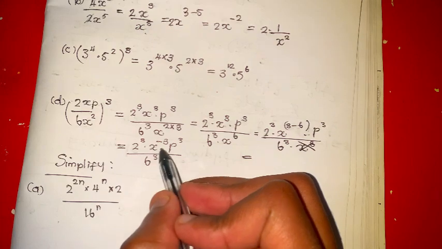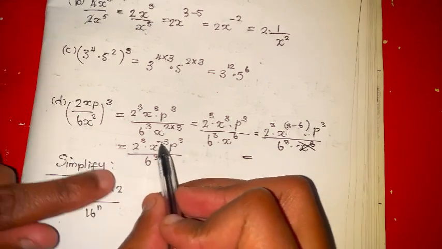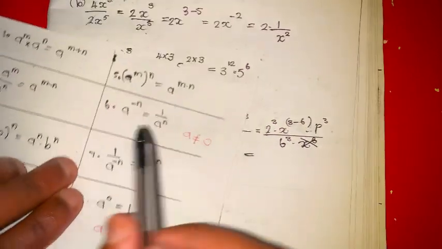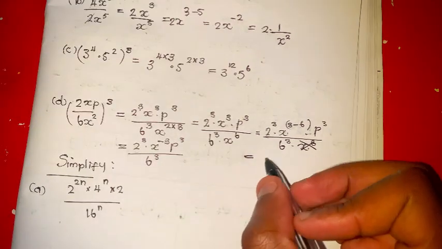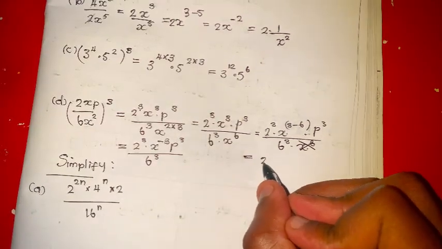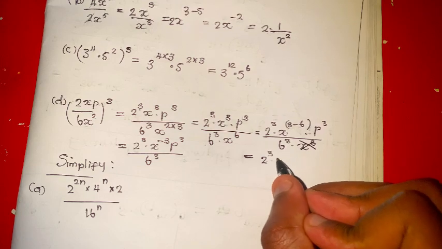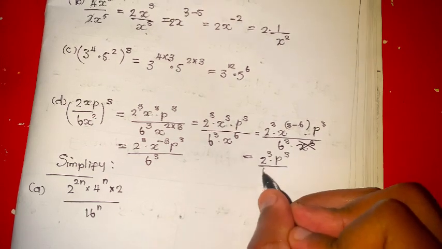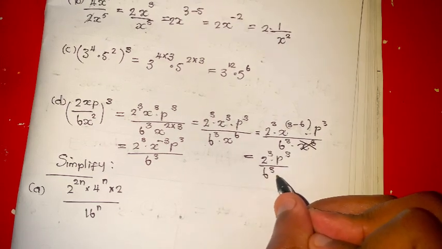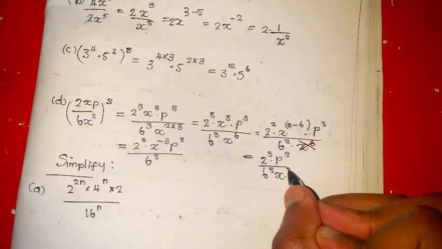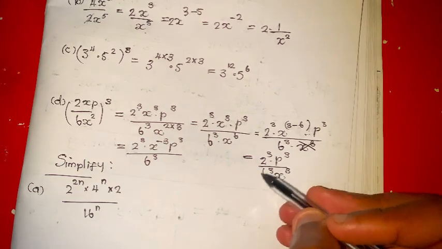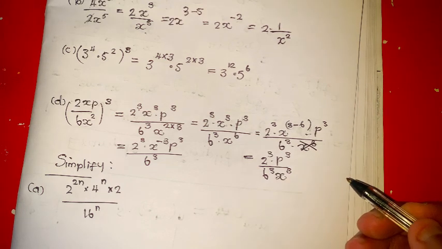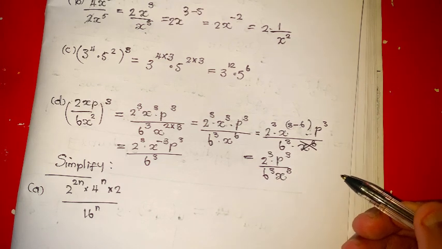And you can simplify this further because your exponent is negative here, and the law says when you have an exponent that's negative, you can express it as a fraction. 2 raised to 3 multiplied by p raised to 3 over 6 to 3 x to the power of 3. Now you can also simplify this and it will give you a proper value.